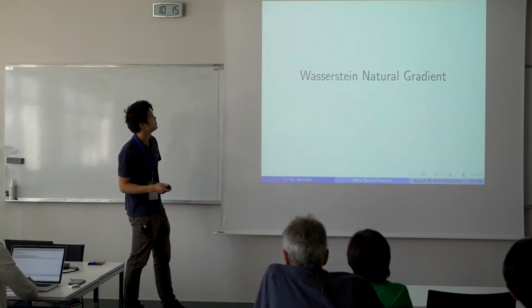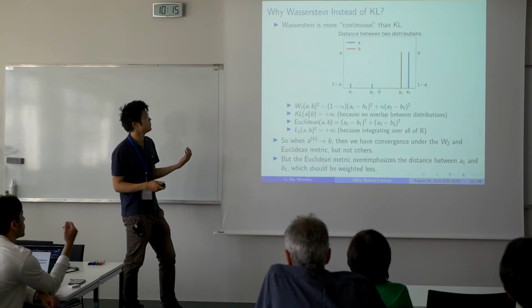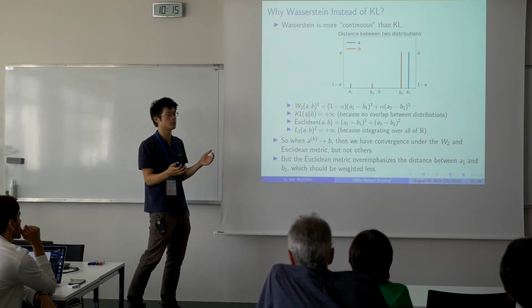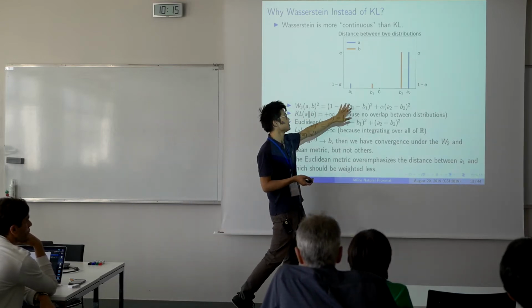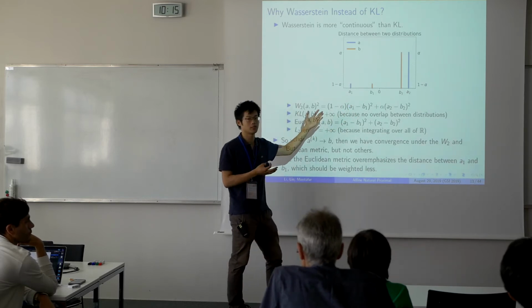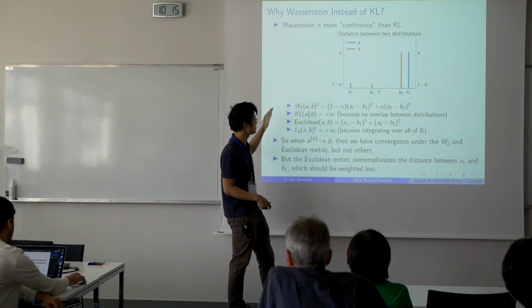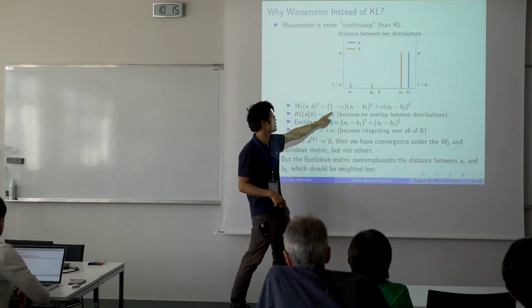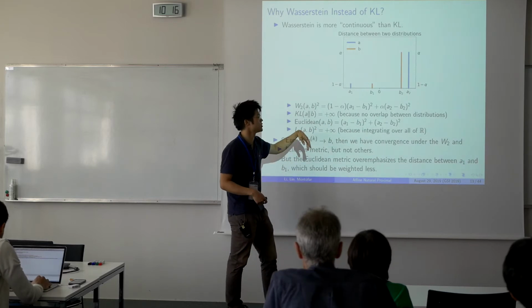Then we have something called the Wasserstein natural gradient. Wasserstein is a little bit more continuous than KL, and that is one reason to use it. For example, if we look at probability distribution A and probability distribution B, what's the distance between them? If you compute the Wasserstein 2 distance, you'll get that it equals (1 minus alpha)(a1 minus b1) squared plus alpha(a2 minus b2) squared.